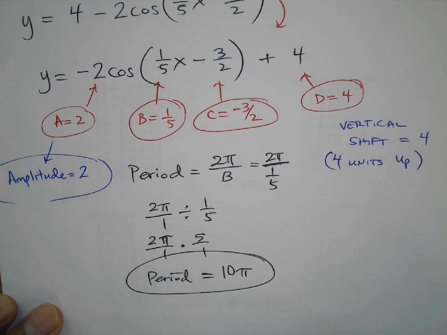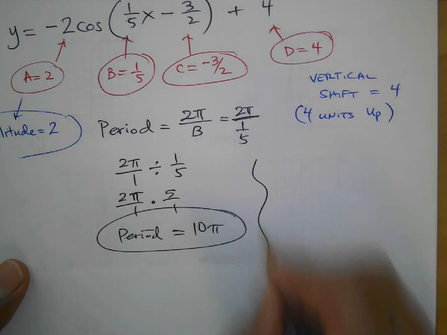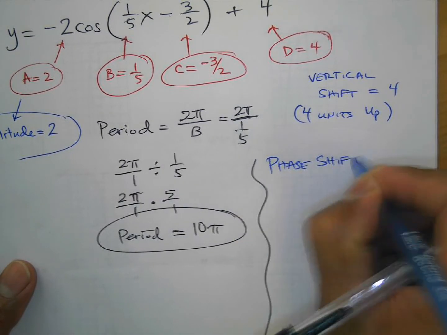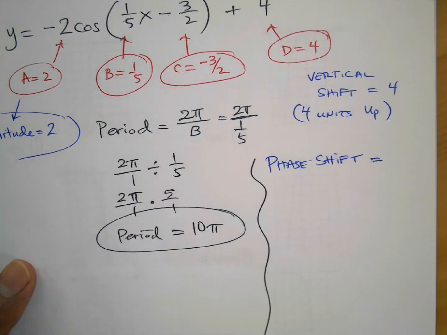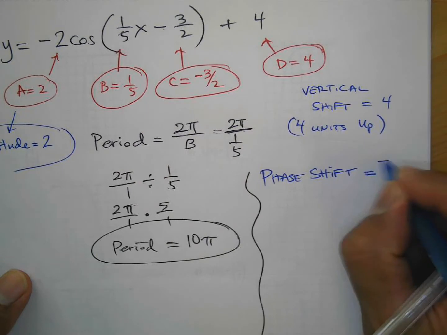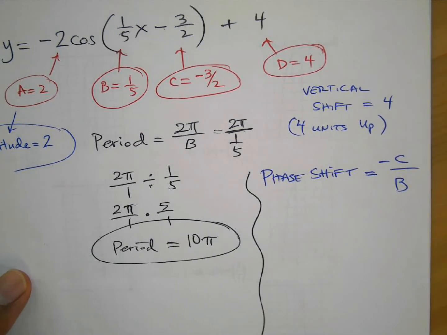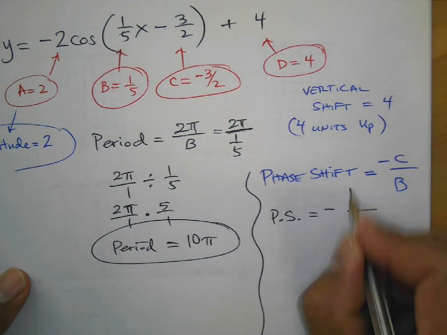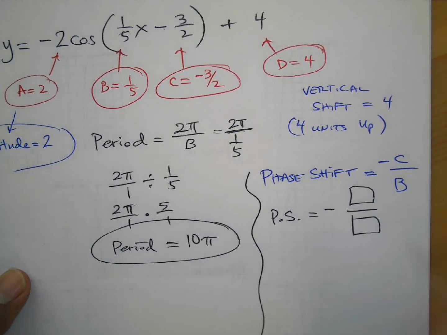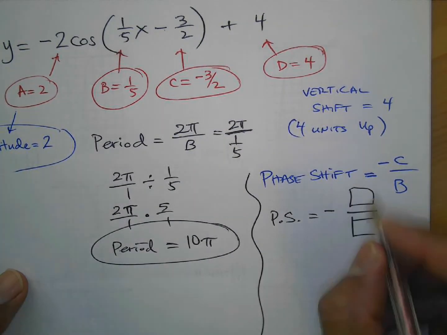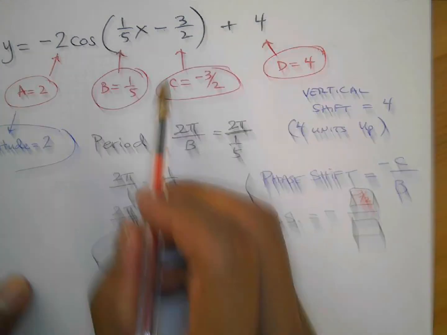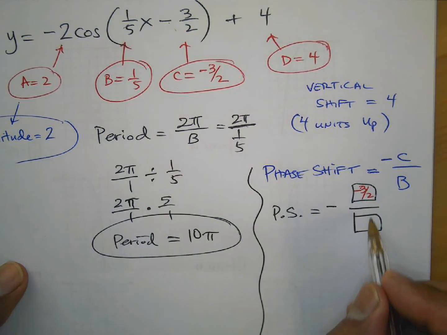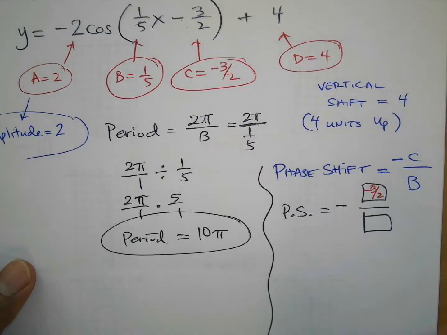That's a period. Now, how do we figure out the phase shift? Because I know that's new for this. Phase shift. Well, there's another little formula for phase shift. And that little formula is what? -c over b. PS for phase shift is equal to negative of something divided by something. Let's put these correct and don't skip steps. C is a -3/2. See, there's a negative right there. C is -3/2. And B is 1/5.